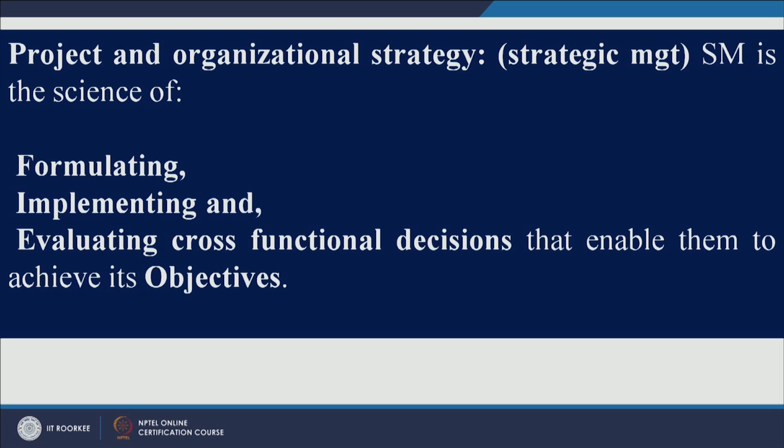So, first of all you need to formulate policies, formulate plans by looking at availability of resources, because you will always have constraints on resources. So, you need to formulate it. Once you are done with formulation, you need to implement your plans and policies.